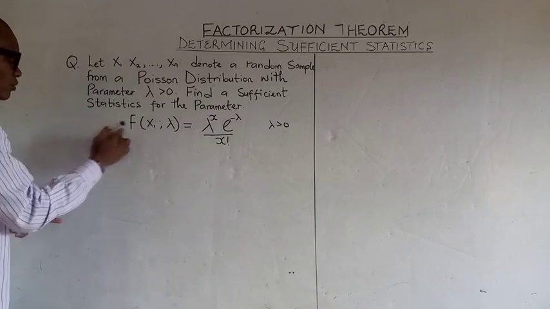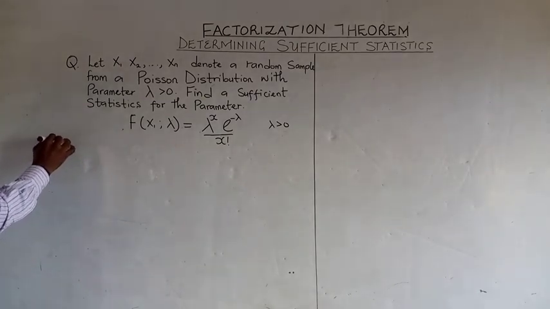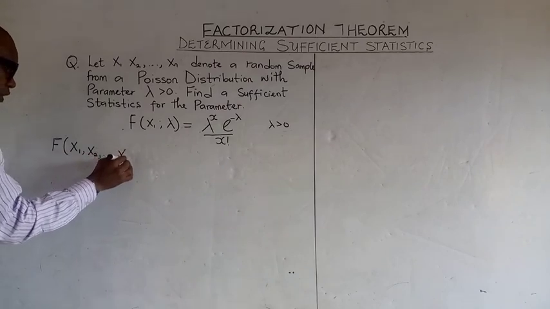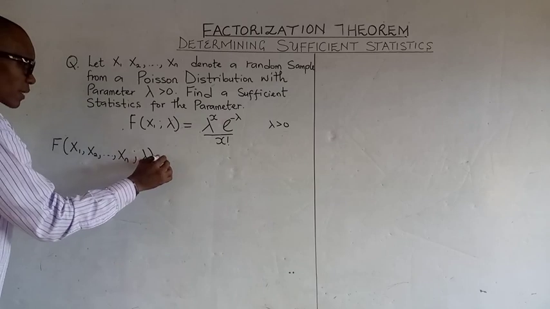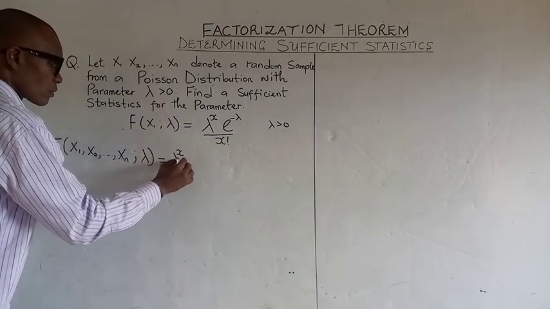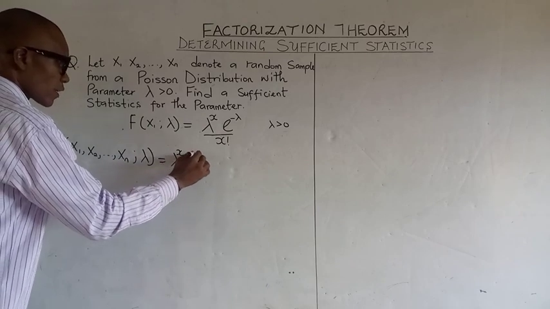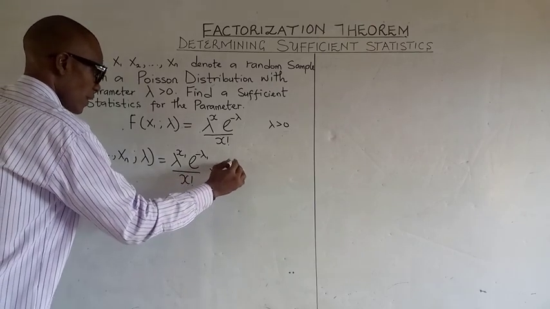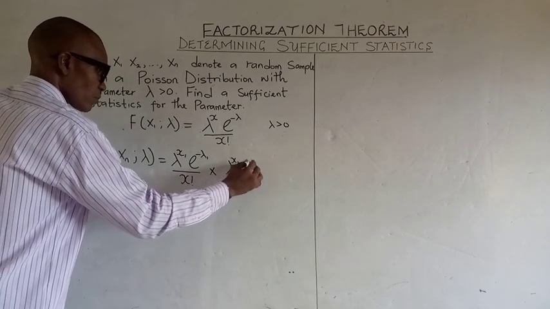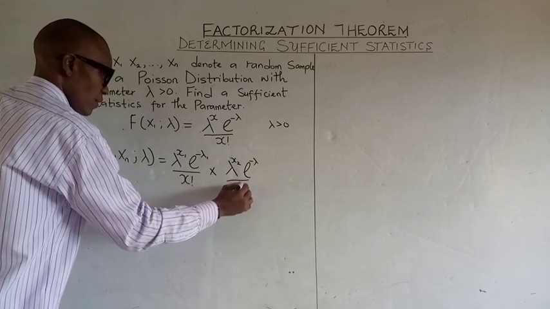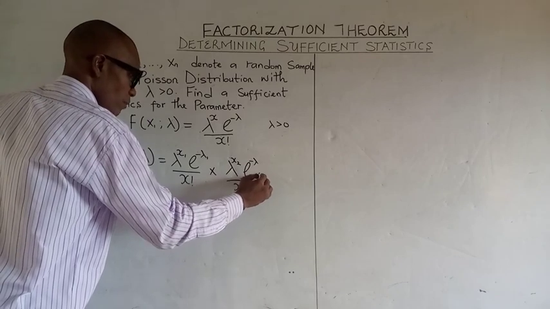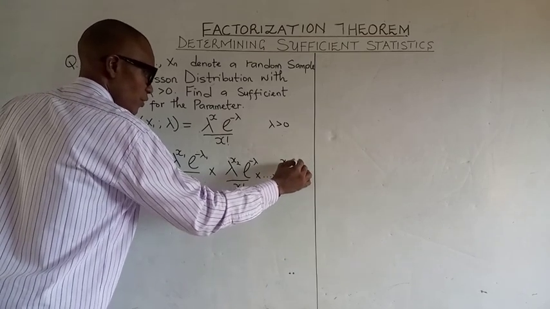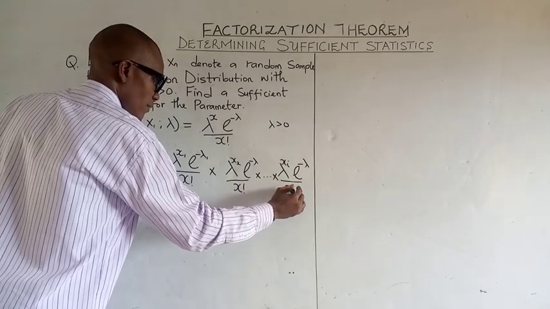That means taking the product. So this is what we do. You see the function of x1, x2 to xn, with the parameter lambda, will be equal to lambda^x1 e^(-lambda) over x1!, multiplied by lambda^x2 e^(-lambda) over x2!, multiplied by, and that's how it continues, to give us lambda^xi e^(-lambda) over xi!.